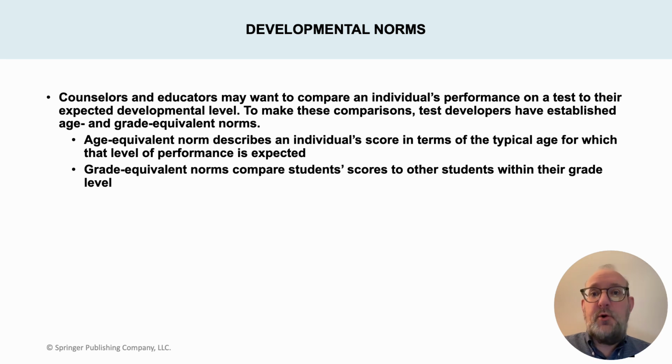While age and grade equivalent norms can be useful tools, it's important to understand their limitations. These norms do not take into account individual differences within developmental and learning styles. Additionally, age and grade equivalent norms can be influenced by a variety of factors. These include cultural background, socioeconomic status, just to name a few.